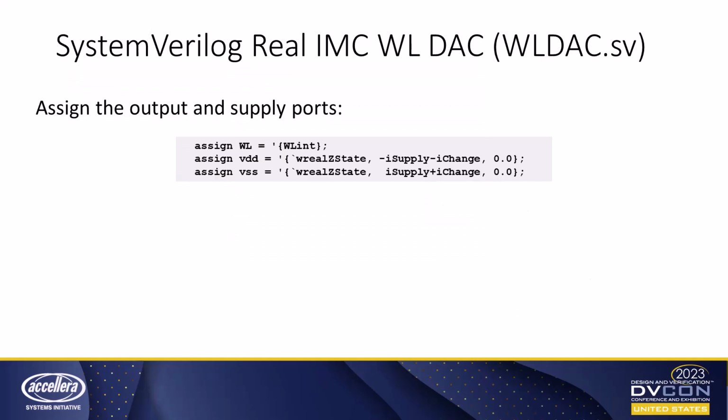And ultimately, the contribution to the supply and ground nets is just going to be the background supply current, which is always there whenever the DAC is in operation, plus whatever the settling current is stored in the iChange variable. And of course, the DAC internal state gets assigned to the DAC output WLnet.